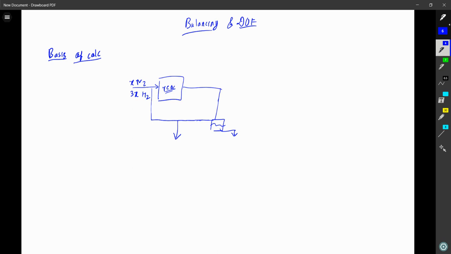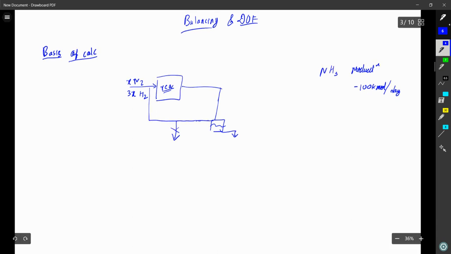Let's say I'm given that the ammonia production is 100 kilomole per day. What I need to find out is, let's say the purge is not there, how much nitrogen and hydrogen will be required for 50% conversion. So instead of starting from 100 kilomole per day in the end, you can start off with x and 3x.